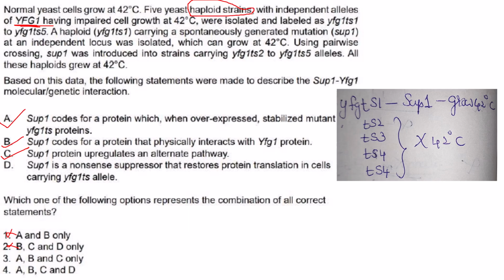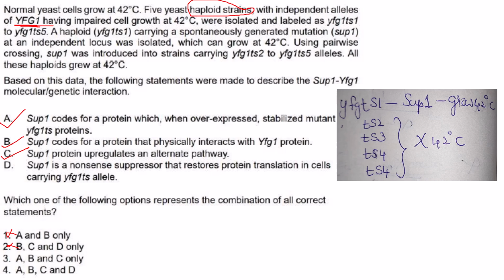Heterozygous means one will be the dominant allele. The mutant allele will be suppressed by the dominant allele. So whether YFG1 is nonsense mutation or whatever mutation, the dominant allele will suppress that mutation and will produce the normal phenotype, and the cell will be able to grow at 42 degrees Celsius. That is in case of heterozygous. But here in the question they have told it is haploid strain.